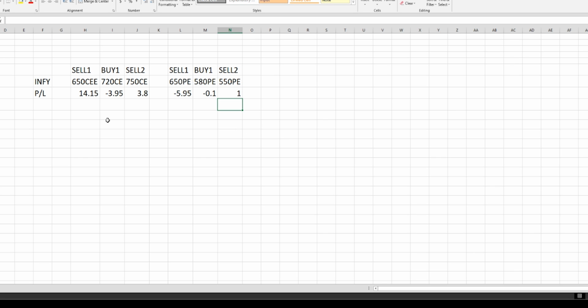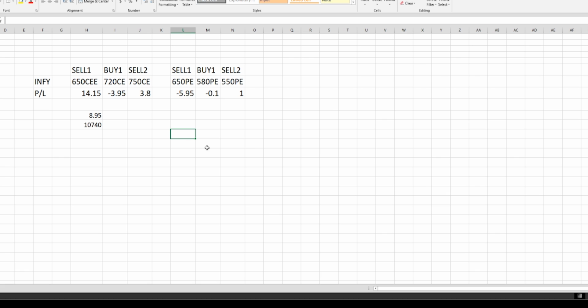So now what is the total profit? We have to add all these. So 8 rupees 95 paise is the total profit. And since the lot size is 1200, the total profit works out to be 10,740 rupees per lot.